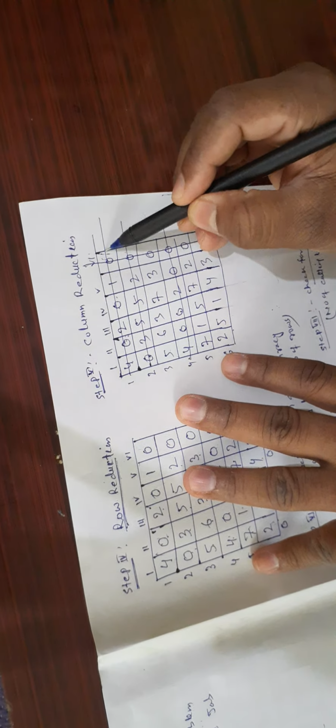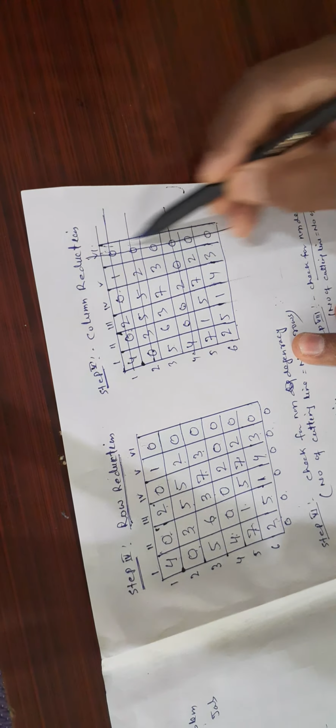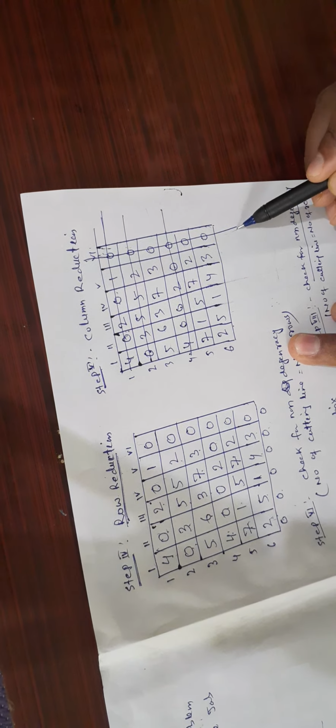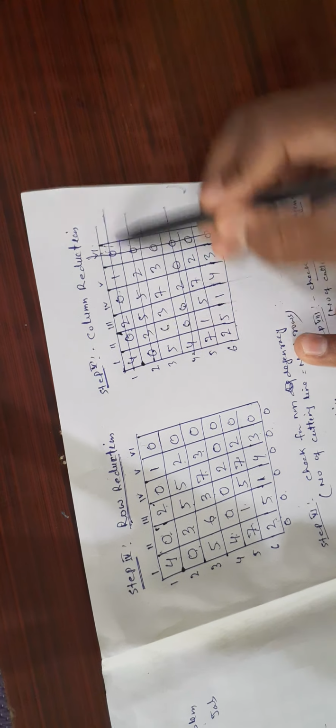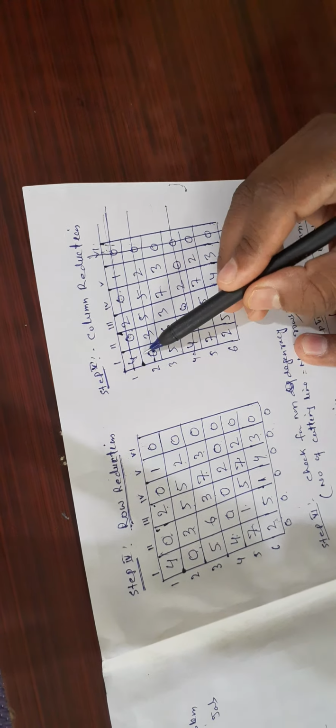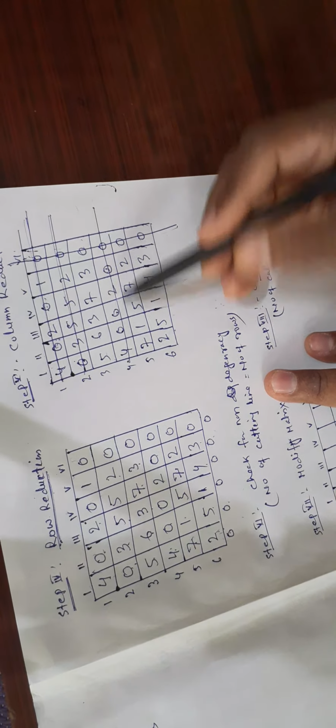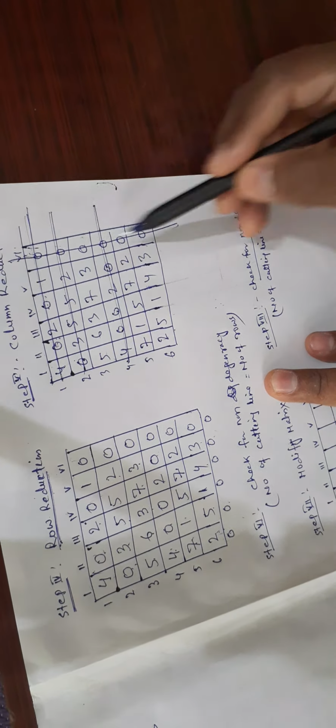Then cut the maximum 0. After column reduction, cut the maximum 0. So here is the maximum 0, cut like this one. See that in this column there are 1 and 2 zeros, so cut this one. Here there is also 1 zero, there isn't any other 0, so you cut like this one. This one is already cut. Here there are 1, 2, 3 zeros, so you cut like this one. So this is completed.